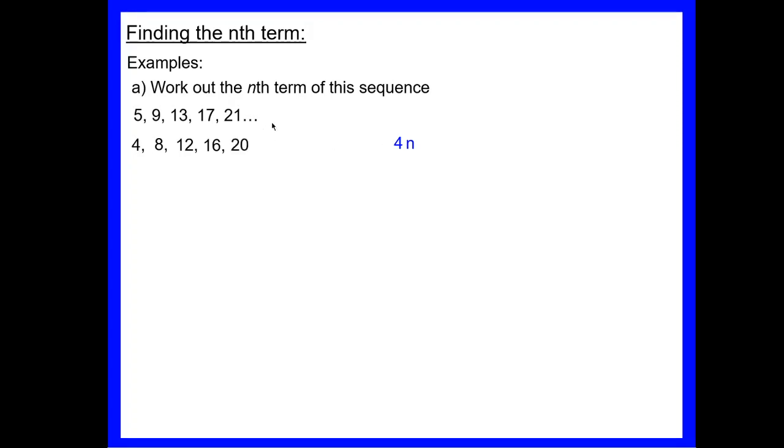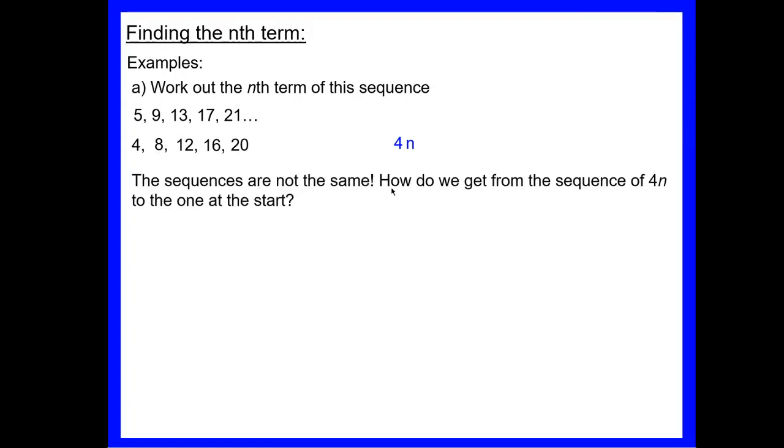Our next step was to compare the two sequences. Now we can see they are not identical this time. So I need to see what's different about them. So if they're not the same, how do we get from 4n to the one at the beginning? Well, I have 4 and I'd like 5, so that's plus 1. 8 to 9 is plus 1. 12 to 13 is plus 1. So we can see that to get from my sequence to the one we'd like at the beginning, we have to add 1 to every number. And so we put that at the end of our rule. So the nth term rule for this sequence is 4n plus 1.